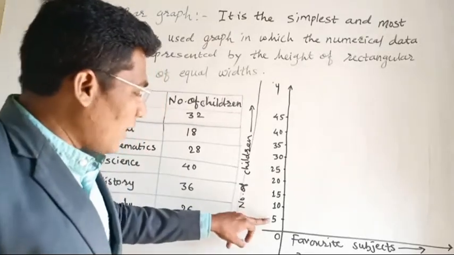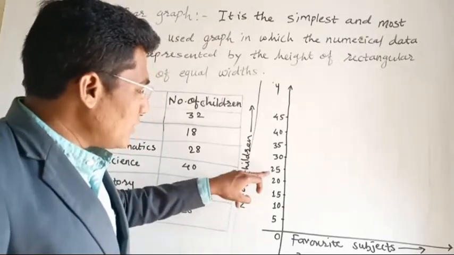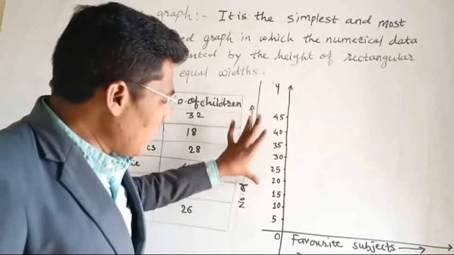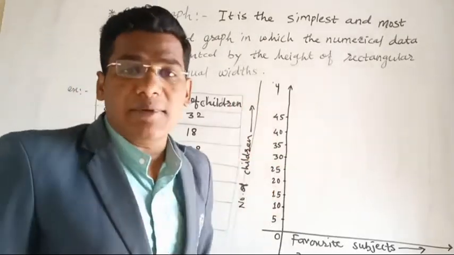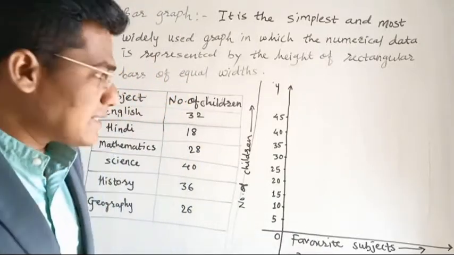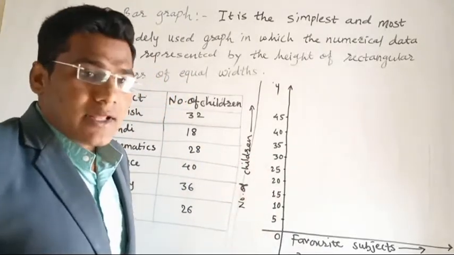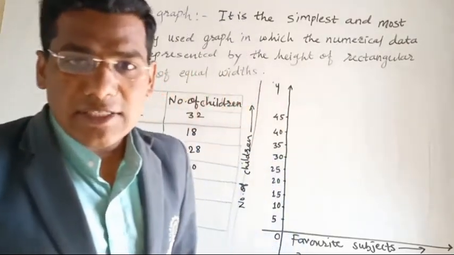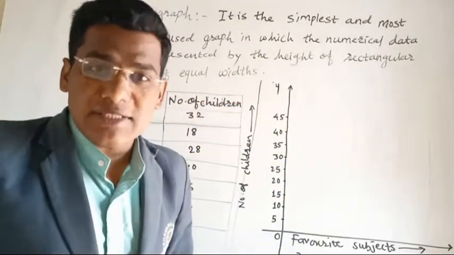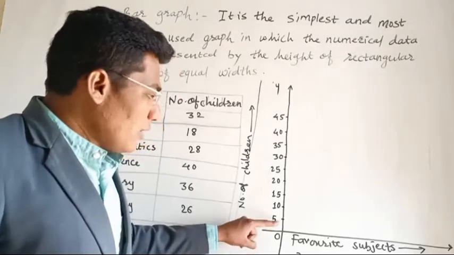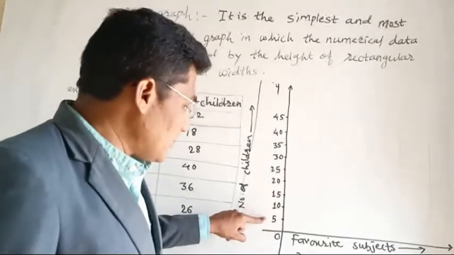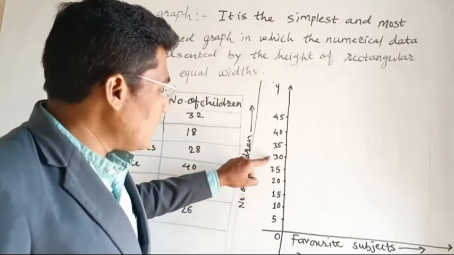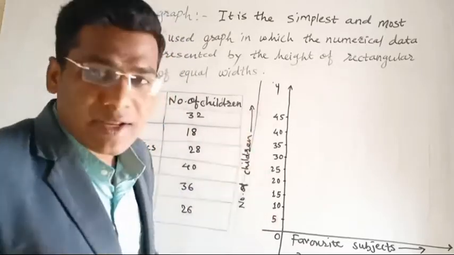That's why I did it 5, 10, 15, 20, 25, 30, 35, 40, 45. I made equal parts of each 1 centimeter in the graph paper. As I am not using the graph paper, but the graph paper has 1 square for each, that is nothing but 1 centimeter. So on each 1 centimeter I put 5, 10, 15, 20, 25, 30, 35, 40 and 45.